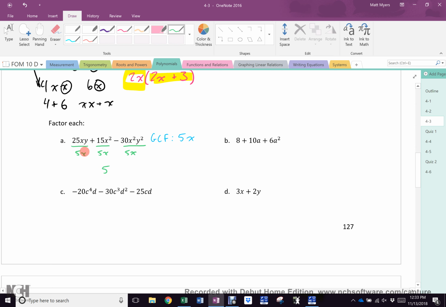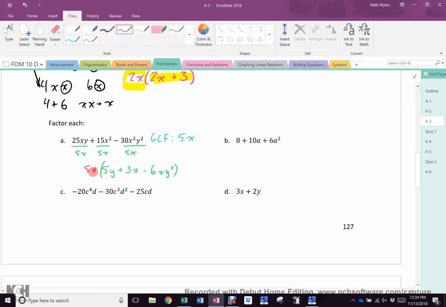What is xy divided by x? Y. Plus, what is 15 divided by 5? 3. What is x squared divided by x? X. What is negative 30 divided by 5? Negative 6. X squared divided by x is x. Y squared divided by 1 is y squared. And there's my quotients. Where do I write the GCF?